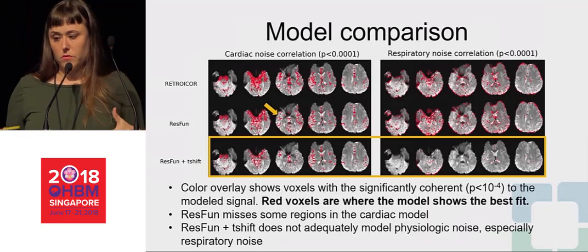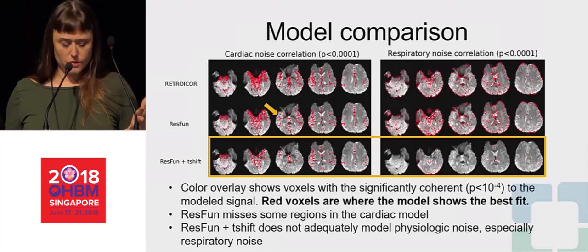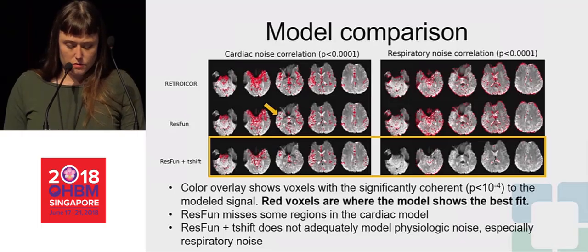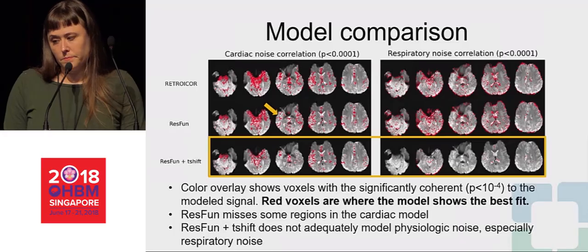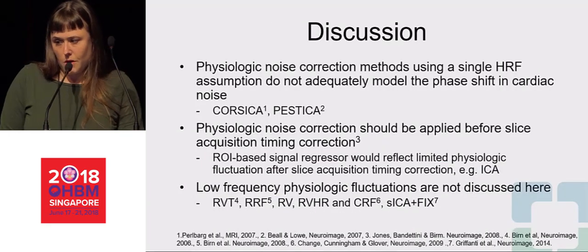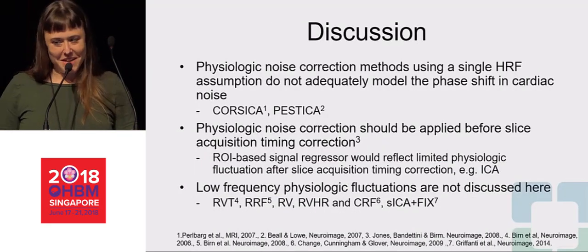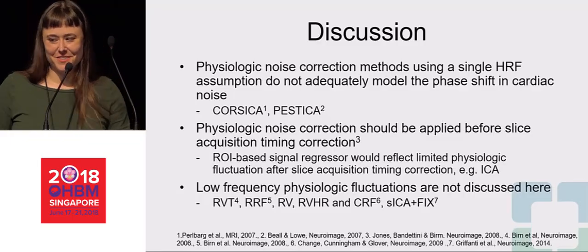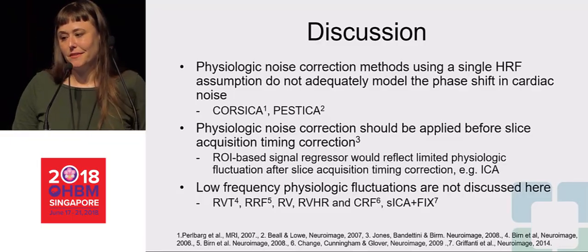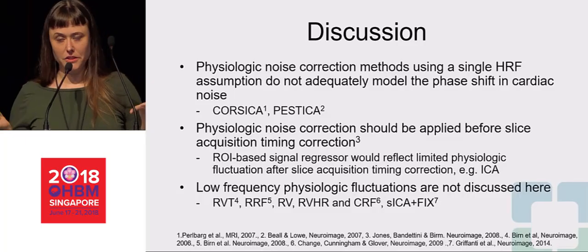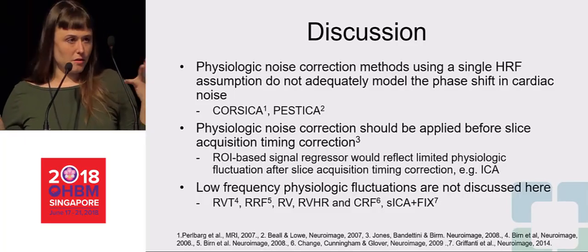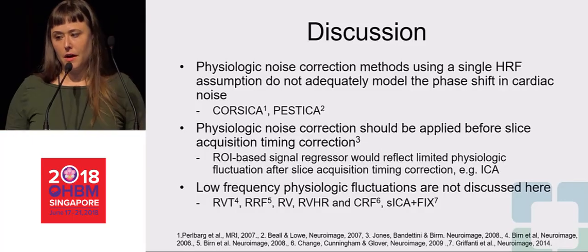In the third row are the results of the model that includes the slice acquisition time shift correction. You can see that it does not perform very well, especially as far as the respiratory noise. I'm out of time, but anyway, the physiologic noise correction methods that use a single HRF don't adequately model the phase shift. It's subtle, so there may be some trade-off there.